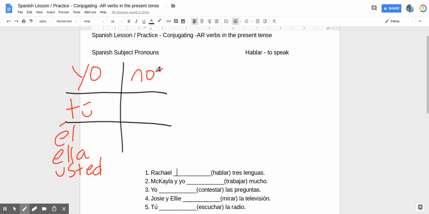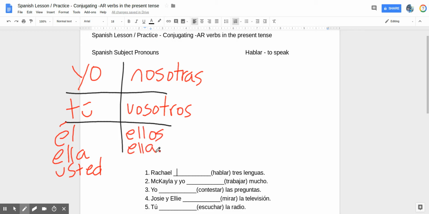Over here on the top right, we have nosotros or nosotras, if I wanted to, for we. This one will be vosotros or vosotras for you, plural, and that's just going to be in Spain. And in the bottom right, we have ellos and ellas, which both mean they, and ustedes, which means you, plural, like you guys, basically. Okay, so that information is super helpful and important. If you don't already have it, I would suggest you write that down.